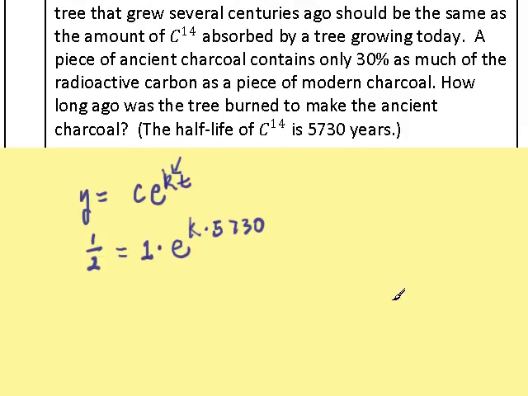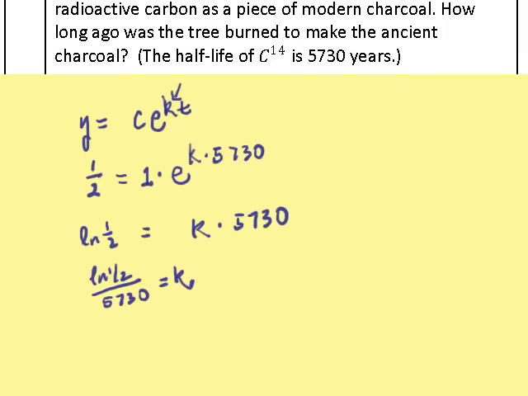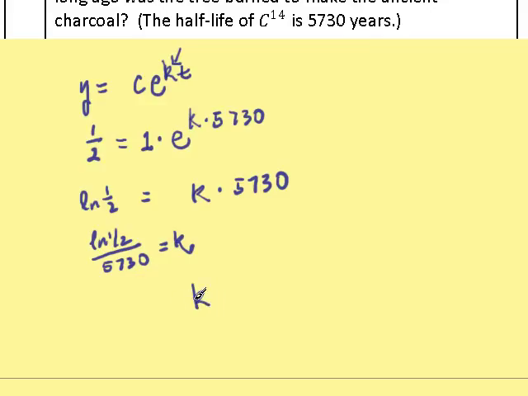All right, and if we log both sides, we'll get k. Just divide both sides now by 5730, and we have that log 1/2 divided by 5730 is equal to k. Let's just approximate this. Using the calculator, we have that k is approximately minus 0.000121.